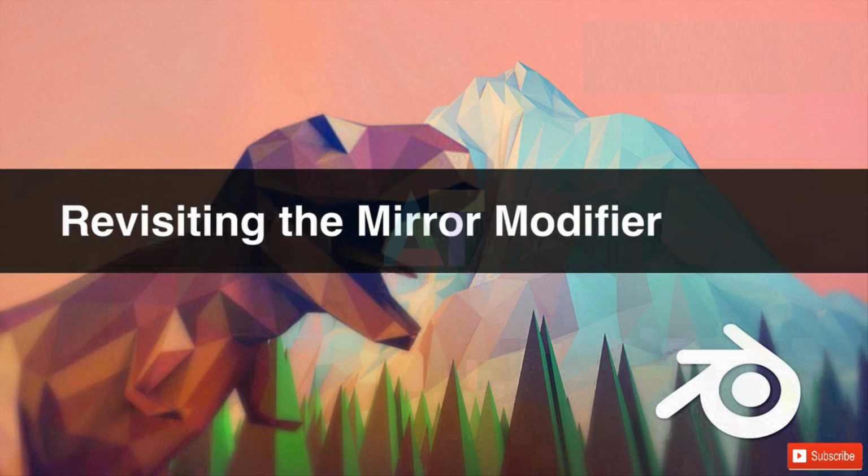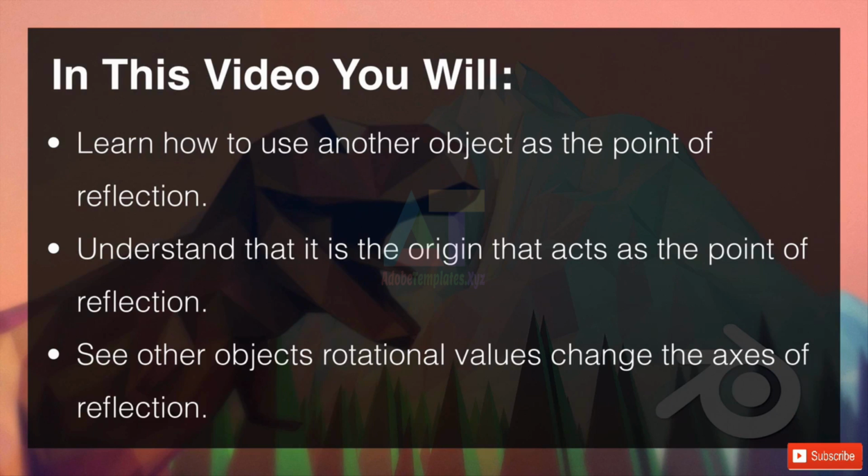Visiting the mirror modifier. In this video you will learn how to use another object as the point of reflection. You're going to understand that it is the origin itself that acts as the point of reflection, and finally see how other objects' rotational values change the axis of reflection. So let's hop straight on over into Blender.